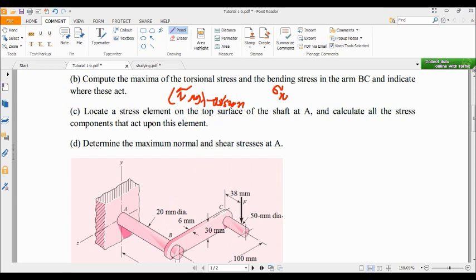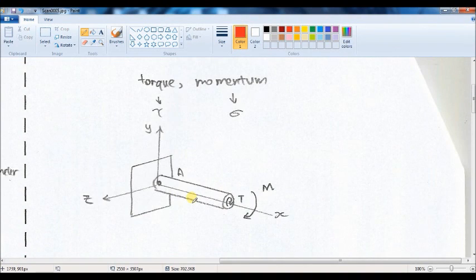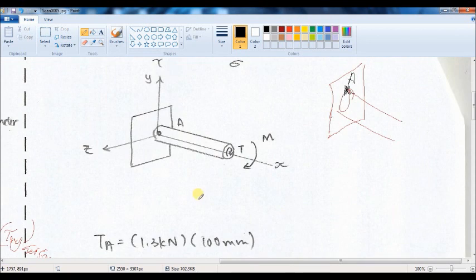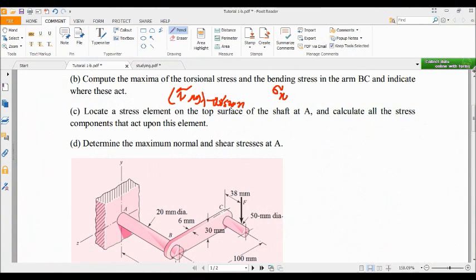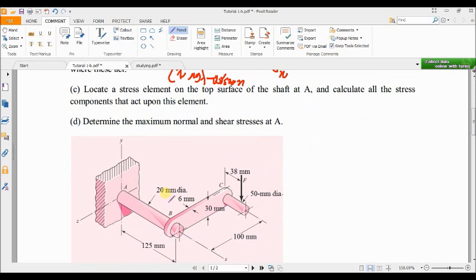Locate the stress element on top of the surface. That means if I draw the support and the shaft, I have to draw the stress element here at the top and call that A. Okay, now I have to find first what type of moment and torque will be applied to this point.